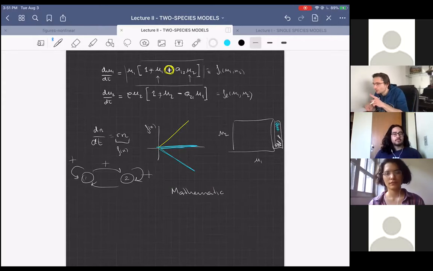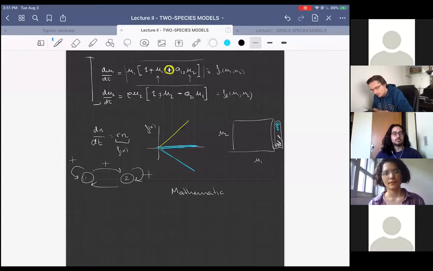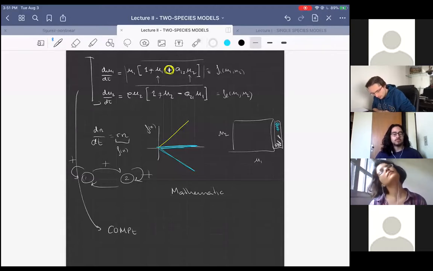Also, going back to your question, Jayme, tomorrow we will see the general conditions to have oscillations. In prey-predator models, you may get oscillations. So, something I forgot to say is that this model that we are working with here is called the competitive Lotka-Volterra equations.